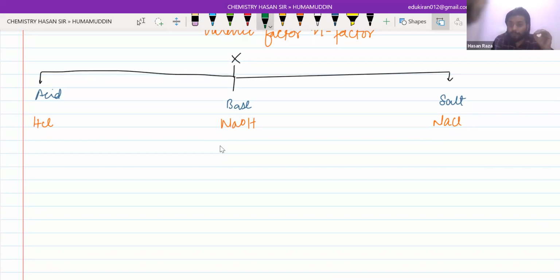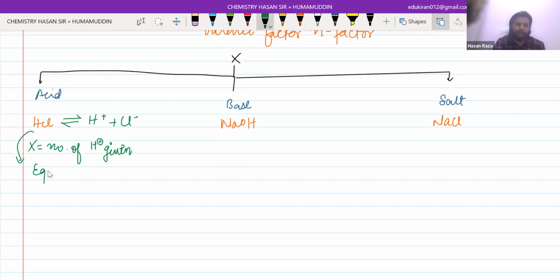So if it is an acid, then the value of X is equal to the number of H plus given. You know that HCl will give only one H plus. So if you calculate the equivalent weight of HCl, it will be molar mass of HCl upon the number of H plus given, that is 1. So 36.5 by 1 is the equivalent weight of HCl. Is that clear?